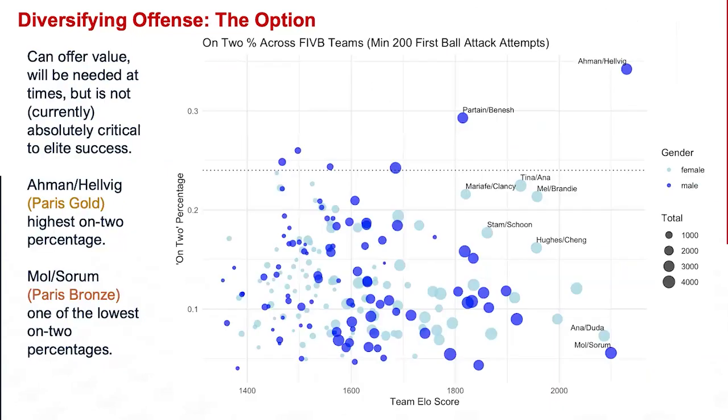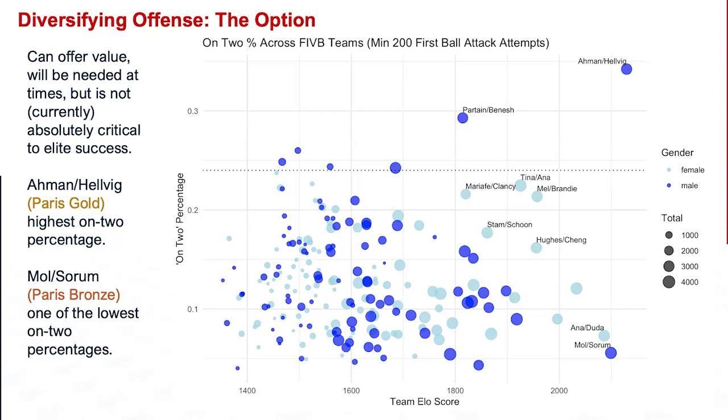Another way to look at this is to just look at this visualization we have of all the different teams that play on the World Tour, the Beach Pro Tour. We have a measure of how strong that team is. The strongest teams will be on the right side here. That's based on their ELO score, which is just a measure of how strong they are. And then we have the percentage of their attacks that are on-two or option attacks. And we know, especially from this visualization, that we don't need the on-two to be elite at the international level, but there are teams that are certainly embracing it.